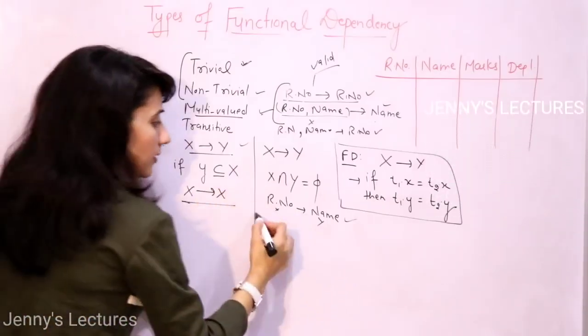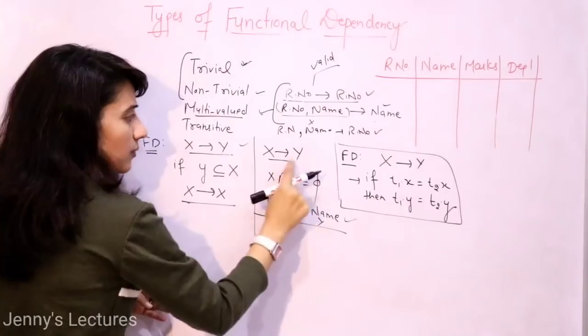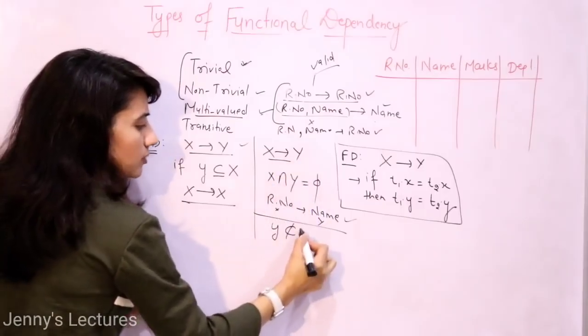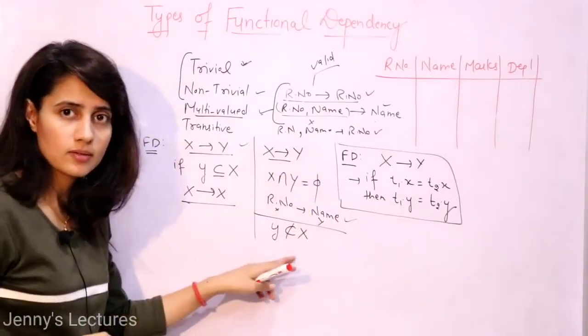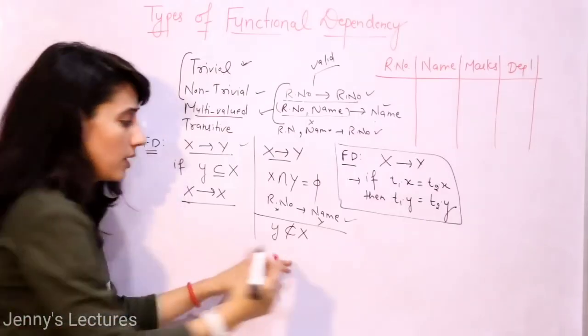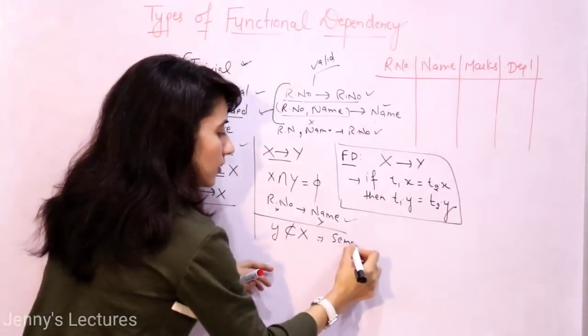Somewhere it is also written that here in this case X determines Y and Y is not a subset of X. That is also non-trivial functional dependency. But this is actually semi-trivial, you can say.